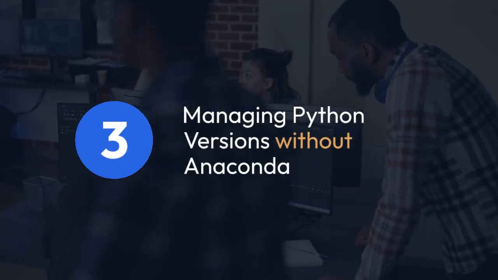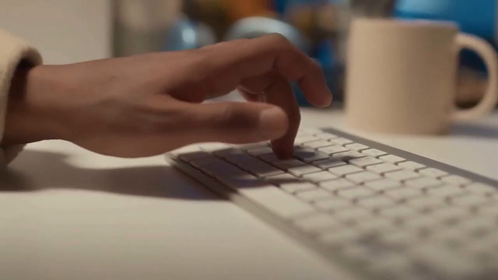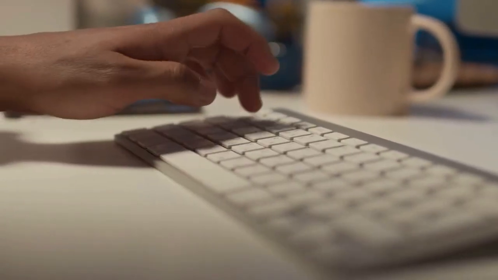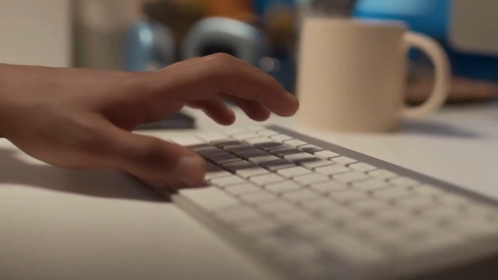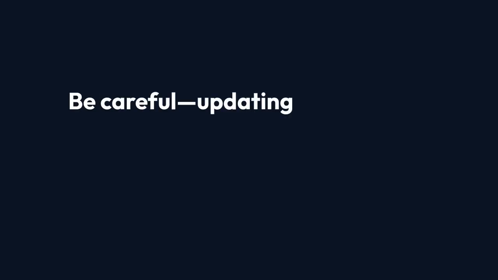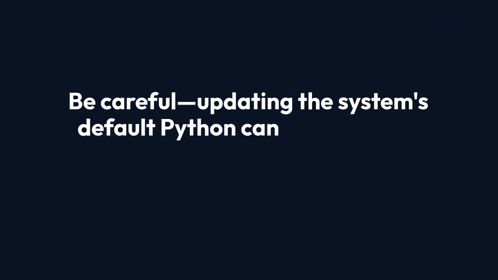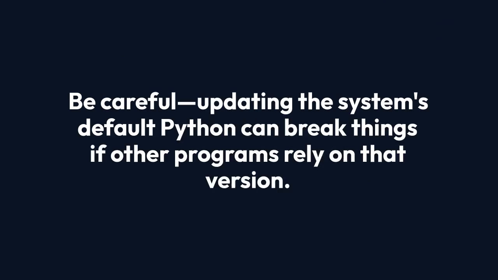3. Managing Python versions without Anaconda. If you're not using Anaconda, you might have multiple Python versions installed on your system. You'll need to use your system's package manager, like apt on Debian, Ubuntu, yum on Red Hat CentOS, or Homebrew on macOS, to update Python. Careful, updating the system's default Python can break things if other programs rely on that version.